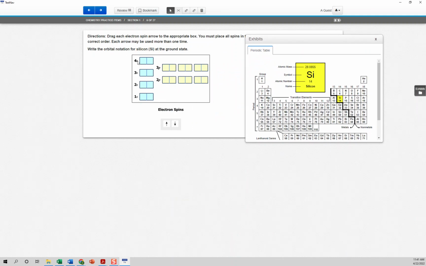Now, remember, orbital diagram and electron configuration are basically the same thing. So the electron configuration would be 1s2, 2s2, 2p6, 3s2, 3p2. Okay, so we're going to finish with 3p2.